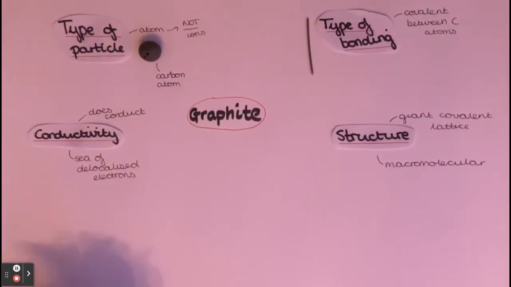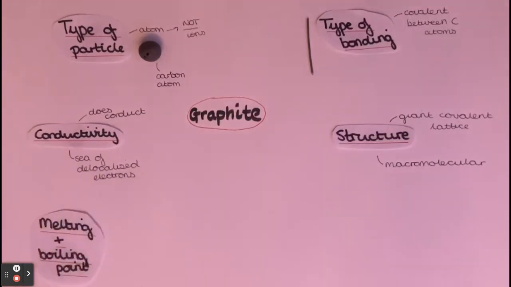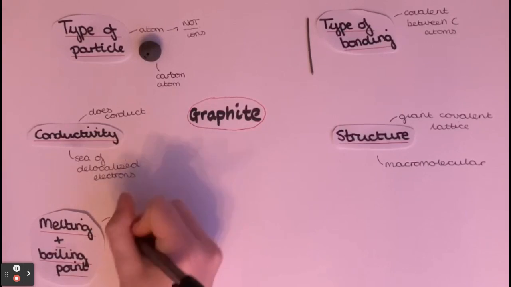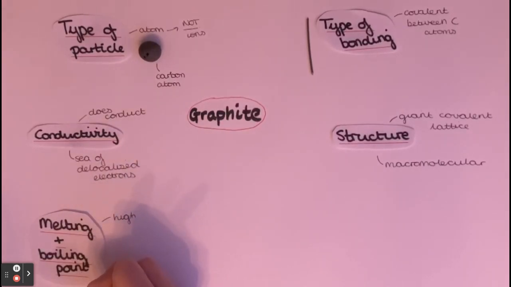So, the melting and boiling points are very high because of the strong covalent bonds required to be broken between the carbon atoms. So, a lot of energy is needed to overcome these bonds, which is why they have a very high melting and boiling point.